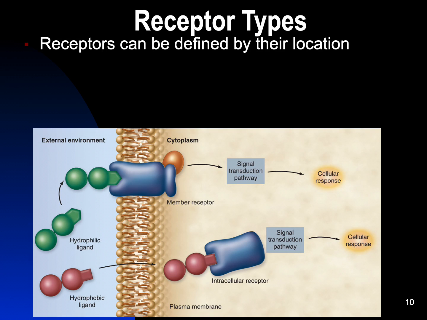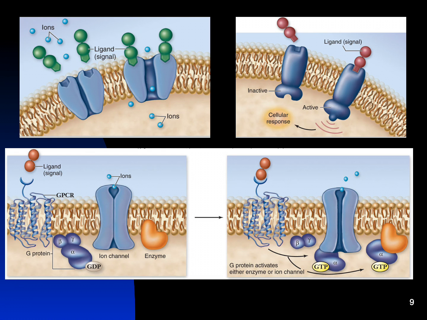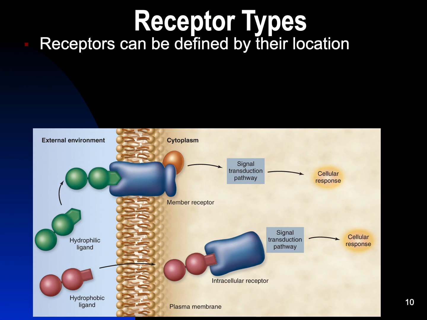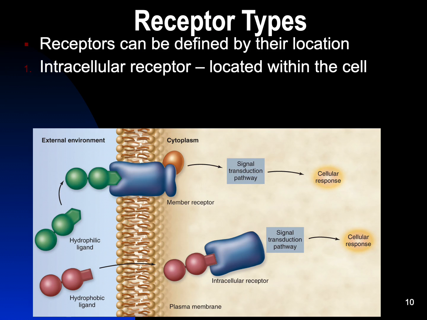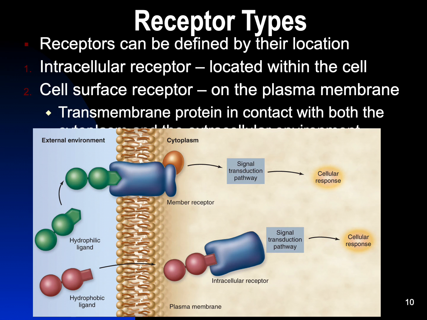We can also classify receptors by their location. Receptors can be membrane-bound receptors or intracellular receptors. And so the intracellular receptor is in the cytoplasm. The membrane-bound receptor is on the cell surface, on the plasma membrane. It's a transmembrane protein in contact with both the outside environment and the inside.